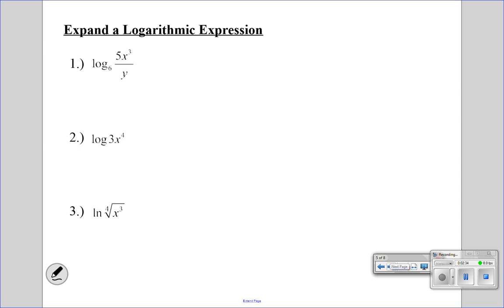Now we're going to use our properties to expand and condense logarithms. So in order to expand, what we're first going to do is get rid of our y in the bottom. So we're going to use the quotient property. So we're going to do log base 6 of 5x cubed minus log base 6 of y. And that's our quotient property.